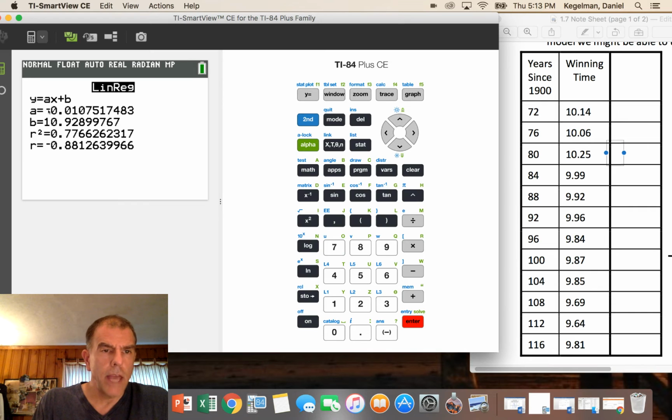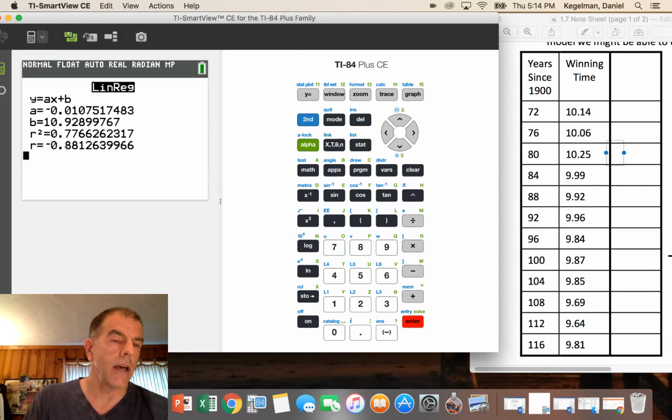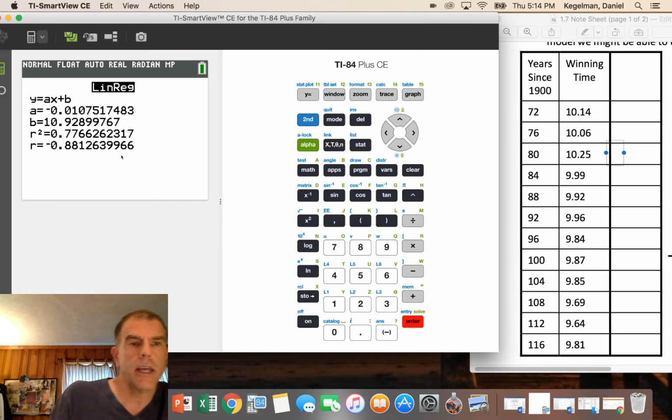notice I get not only the a value and the b value, in other words, the slope and the y-intercept, but I get r squared and r. And basically what's happening is the r being a negative value is telling you that this has a negative trend, like a negative slope. As our time increased, our winning times decreased. As the number of years since 1900 increased, this negative here is indicating that the trend is downward.